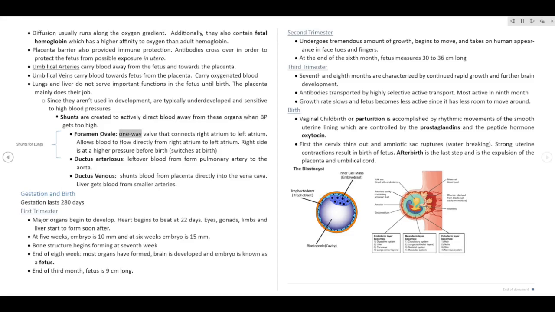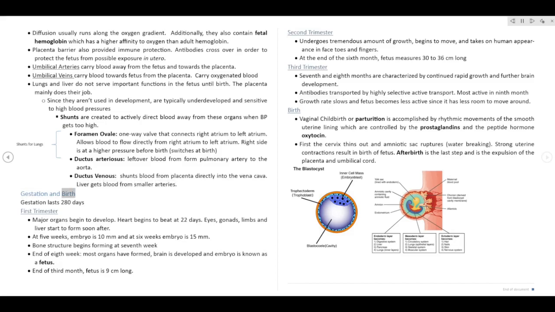Foramen ovale is a one-way valve that connects the right atrium to the left atrium. It allows blood to flow directly from the right atrium to the left atrium. The right side is at a higher pressure before birth, which switches at birth. Ductus arteriosus shunts leftover blood from the pulmonary artery to the aorta. Ductus venosus shunts blood from the placenta directly into the vena cava. The liver gets blood from smaller arteries.